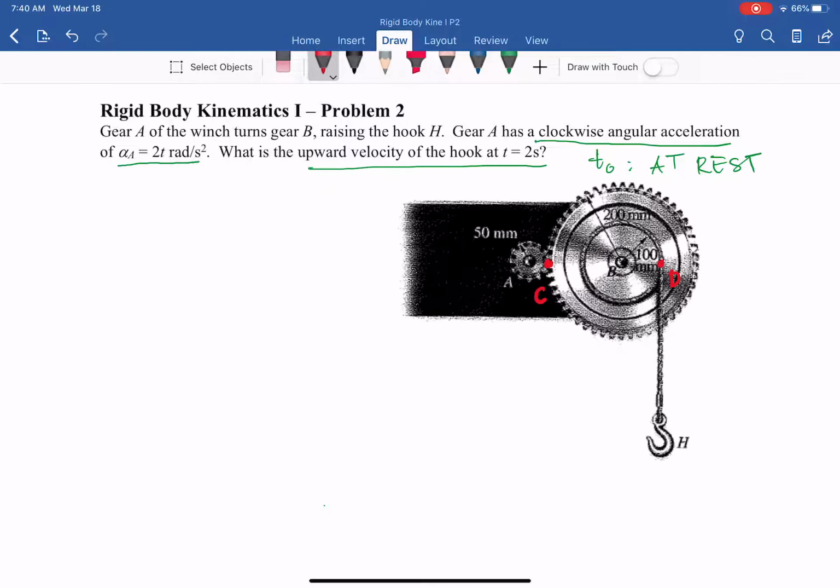So the next step, when you have 3 bodies, you need to classify what type of motion. You can see gear A and gear B rotate about the axis going through A and through B respectively. So that will be a rotation about a fixed axis. So classify the motion: A and B, it will be rotation about a fixed axis. Gear A, rotation. Gear B, rotation.